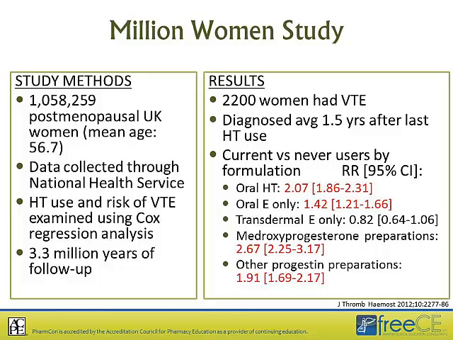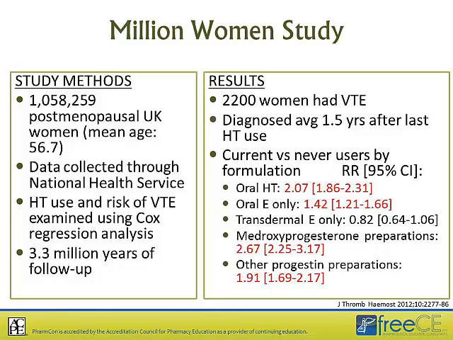The Million Women study is a study that has evaluated postmenopausal women using different formulations of hormone therapy. This study looked at over 1 million postmenopausal women in the UK, and data were collected through the National Health Service. They looked at hormone therapy use and the risk of VTE using a Cox regression analysis, and included over 3.3 million years of follow-up.